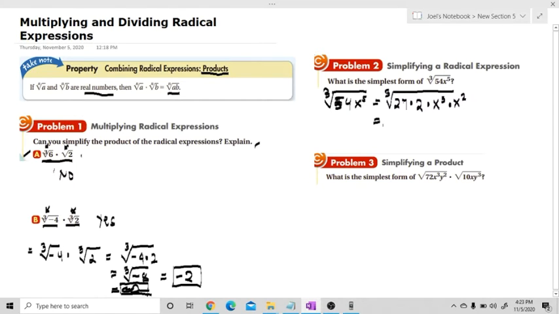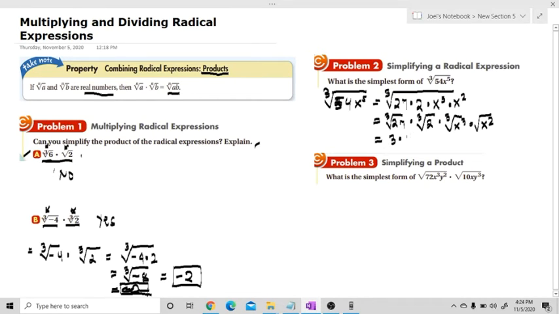Then, isa-separate natin using the product property. We can separate the factors. Pwede natin gawing cube root of 27, cube root of 2, times cube root of x cubed, then cube root of x squared. The cube root of 27 is 3, because 3 times 3 is equal to 9, times 3, it is equal to 27.